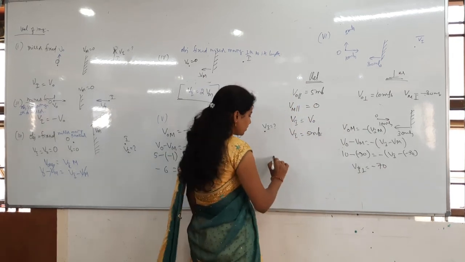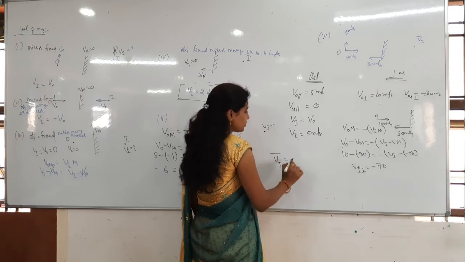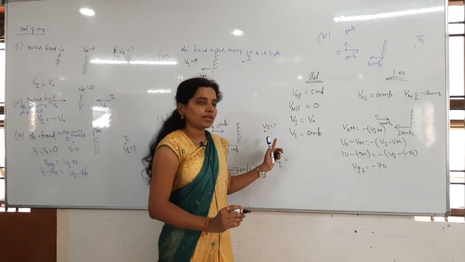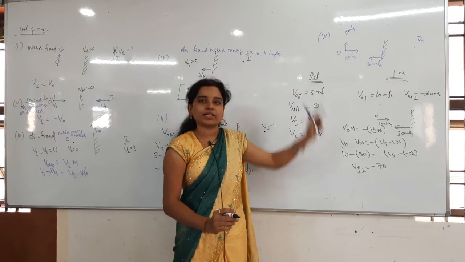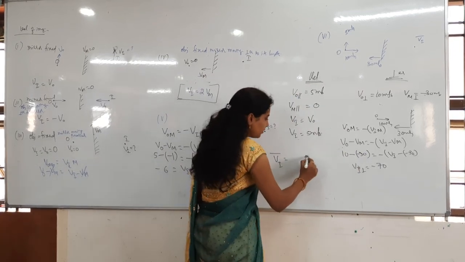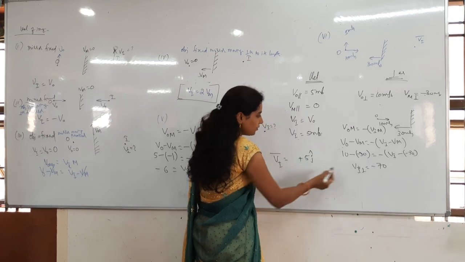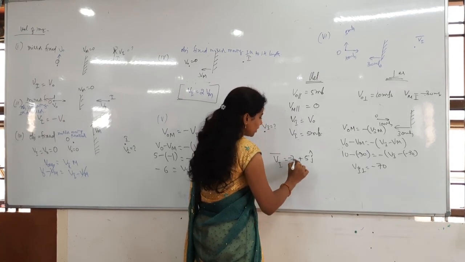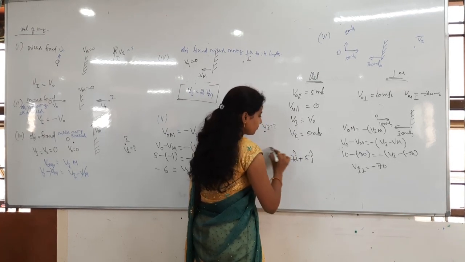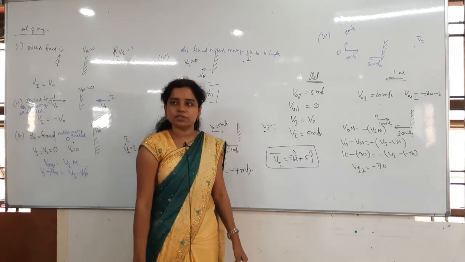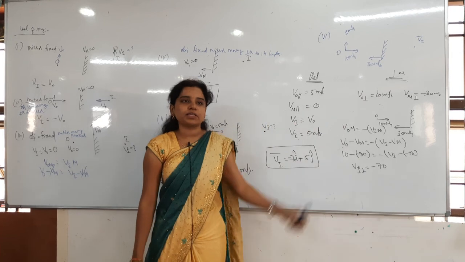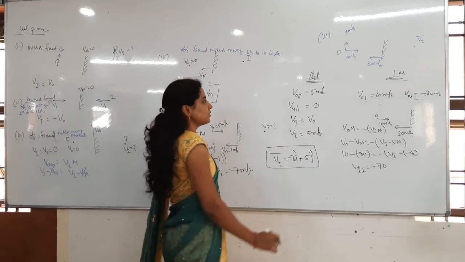Now the total velocity vector of the image is parallel plus perpendicular. Parallel is along the y axis, so 5 j cap, and along the x axis minus 70 i cap. This is the total velocity vector of the image. Parallel is separate and perpendicular is separate: first case and then fifth case.